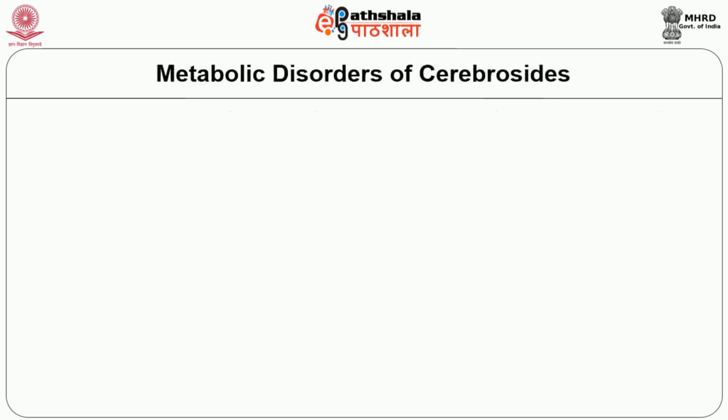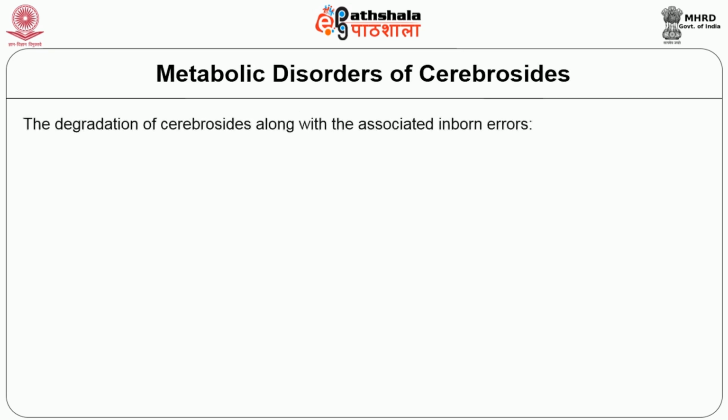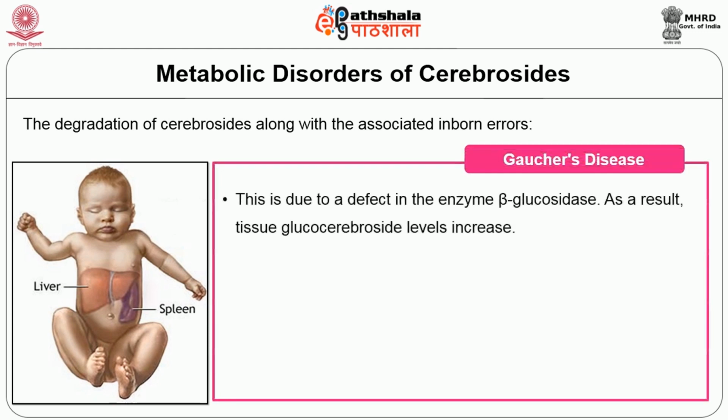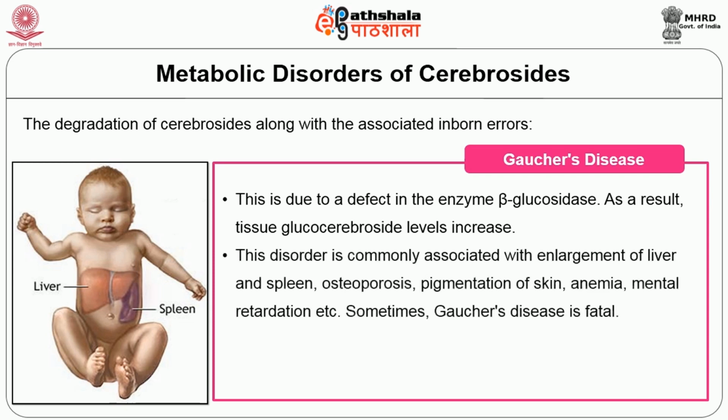What are the metabolic disorders of cerebrosides? The degradation of cerebrosides, along with the associated inborn errors. Gaucher's disease is due to a defect in the enzyme beta-glucosidase. As a result, tissue glucocerebroside levels increase. This disorder is commonly associated with enlargement of the liver and spleen, osteoporosis, pigmentation of skin, anemia, mental retardation, etc. Sometimes Gaucher's disease may even be fatal.